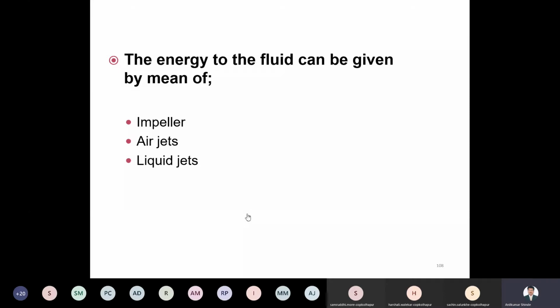Hello, good morning. Hello. Good morning, sir. Good morning. Is the audio audible? Yes, sir. And is the slide visible? Yes, sir. It is visible. Okay.